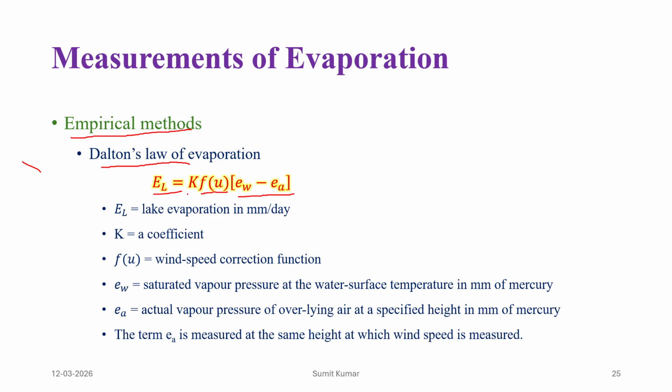So if we just write the expression, we can write EL, that is lake evaporation, is equal to K into function of wind velocity into EW minus EA, where EL is the lake evaporation, K is the coefficient, f(u) is the wind speed correction function, EW is the saturated vapor pressure at the water surface temperature in mm of mercury, and EA is the actual vapor pressure of overlying air at a specified height.